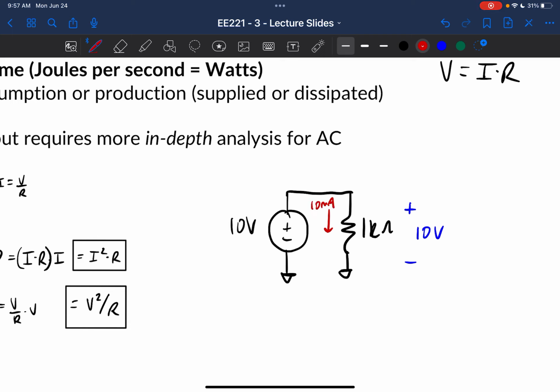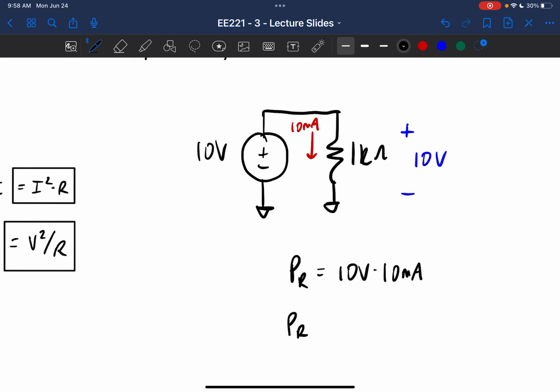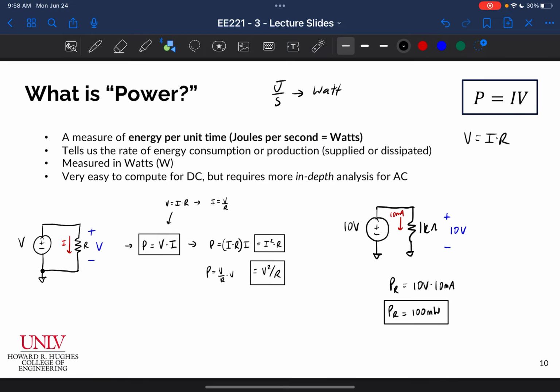And so since I have all three of these quantities, I could really pick any one of these formulas to calculate the power. Let's just do V times I, since that's the easiest one. Power dissipated by the resistor is going to be equal to 10 volts multiplied by 10 milliamps. And that's going to give me power dissipated by my resistor: 10 times 10 is 100. And then volts times amps gives me watts. So I get 100 milliwatts dissipated by the resistor in this circuit, okay?